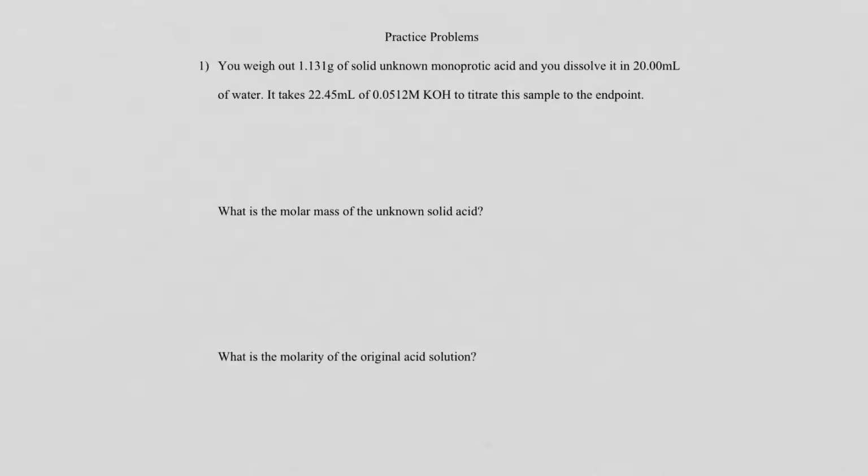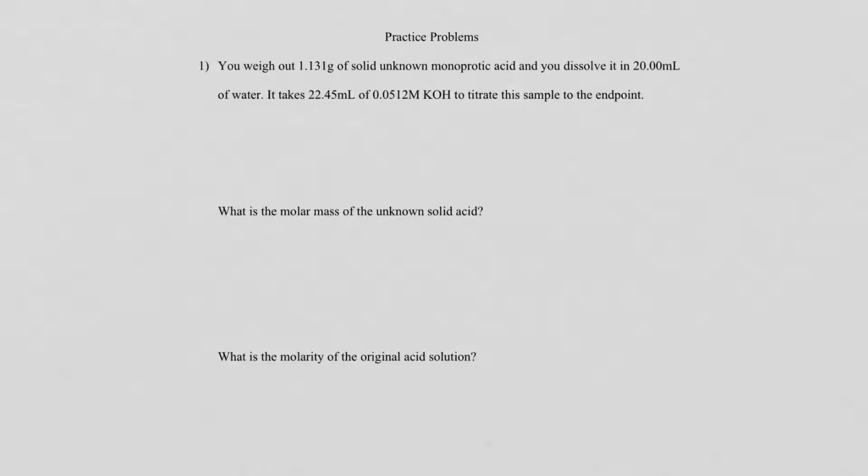Okay? So let's say you weigh out 1.131 grams of a solid unknown monoprotic acid, and you dissolve that in 20 mL of water. It takes 22.45 mL of 0.0512 molar potassium hydroxide to titrate the sample to the endpoint. Okay? So, before we do anything, let's write out our balanced equation to make sure that we're accounting for everything.